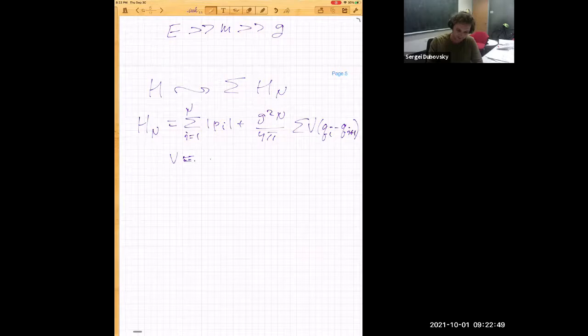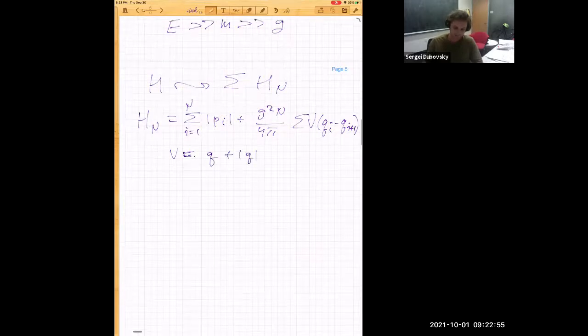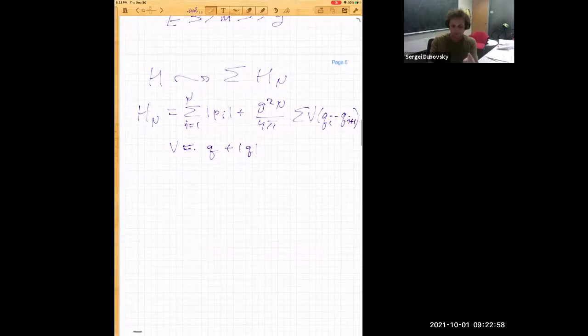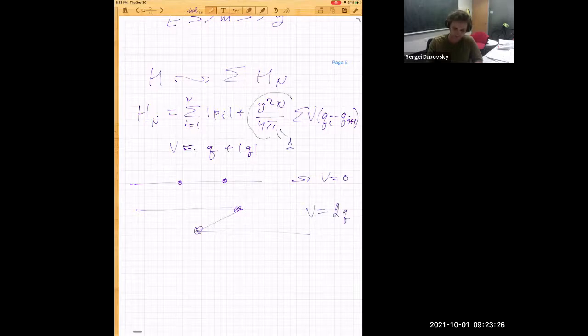The potential between neighbors takes the following simple form: V is just equal to q plus the absolute value of q, which means that when the ordering of particles, the color ordering, is the same as the ordering in space, then the energy is 0. So when two quarks are located like that, V is equal to 0. On the other hand, when the color ordering of neighbors is different from the space ordering, then V is equal to 2q. In what follows, I work in units where the string tension is set to 1.